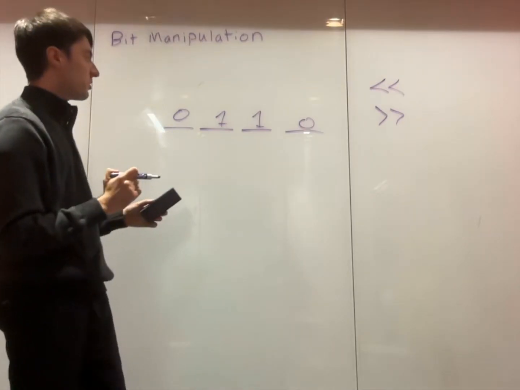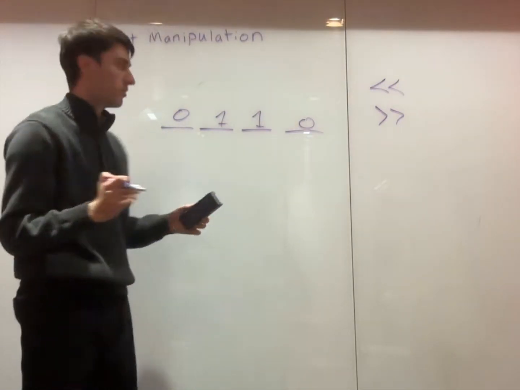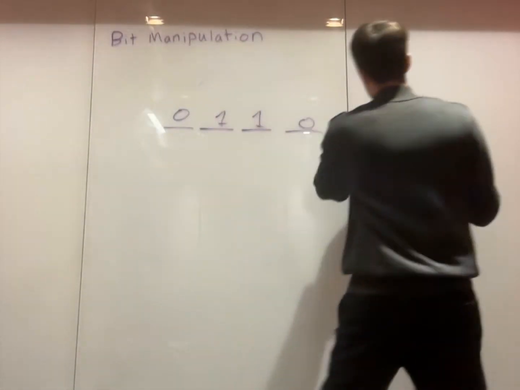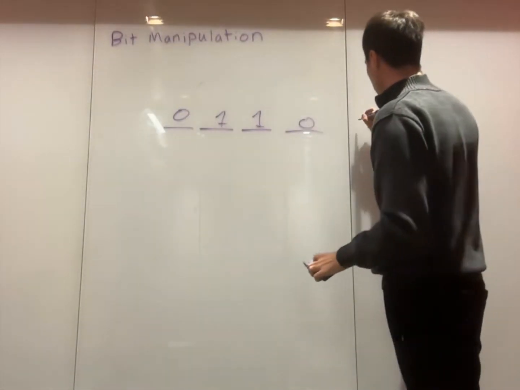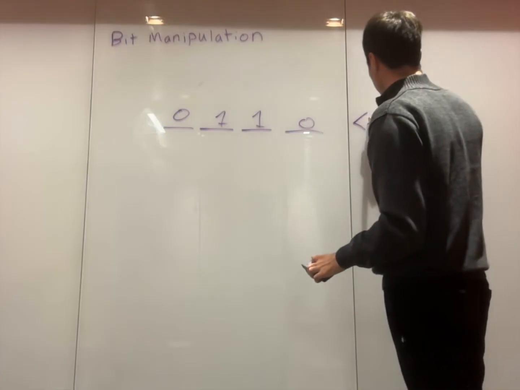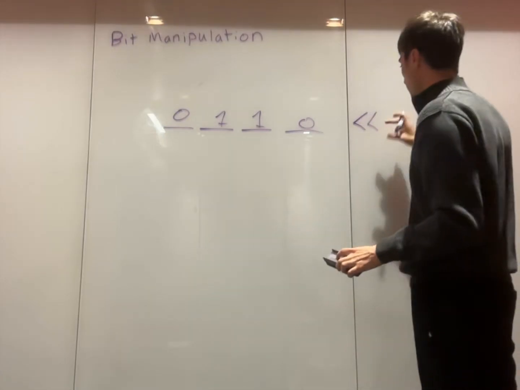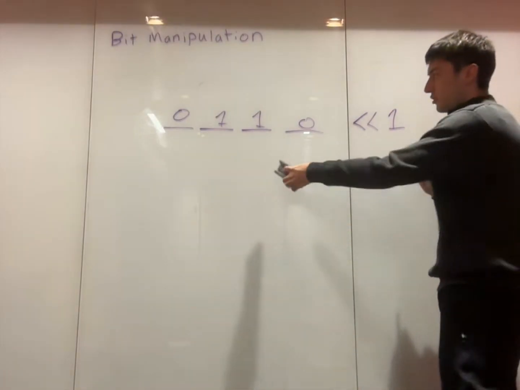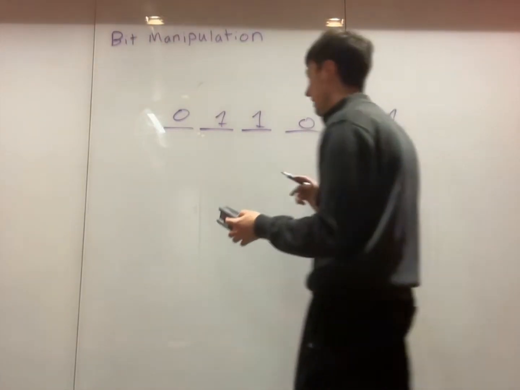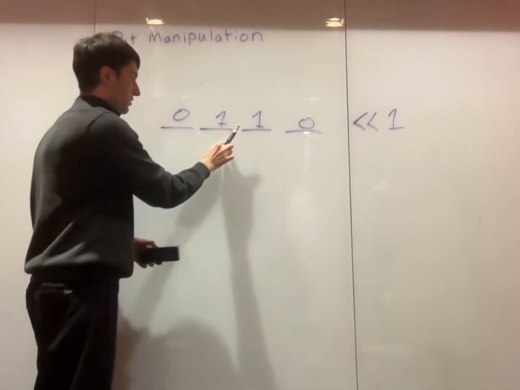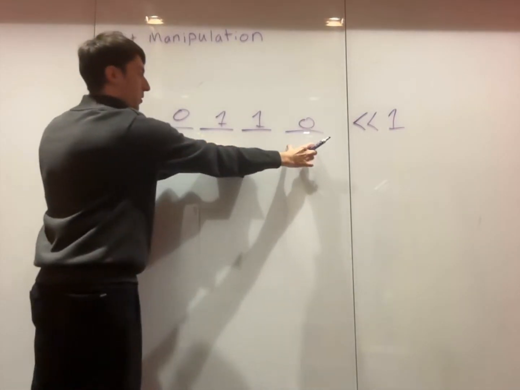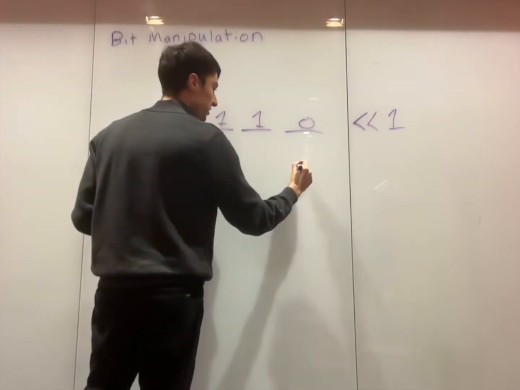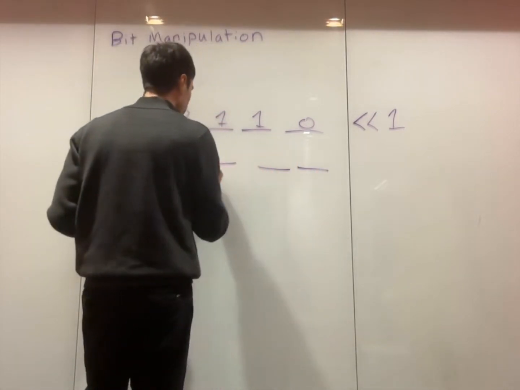Now, let's apply a shift to it. Let's take this number and shift it over by how many? Let's just do 1. So we're going to take this number and shift it over by 1. So what's going to happen? Each of these places are just going to shift over 1. Okay, so what's that going to look like? It's going to come here, here, here, and here.